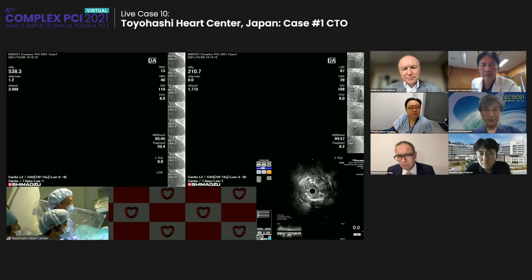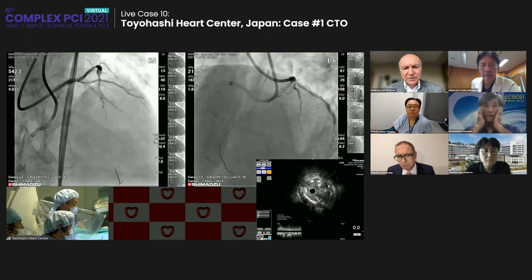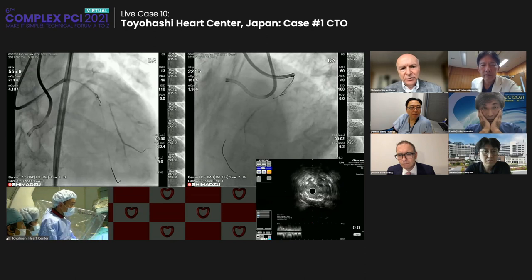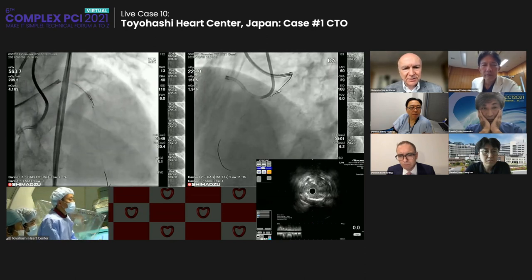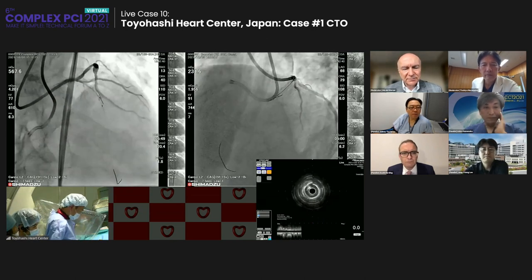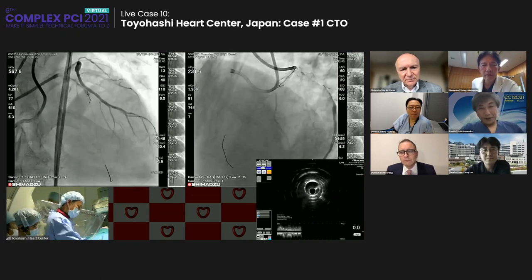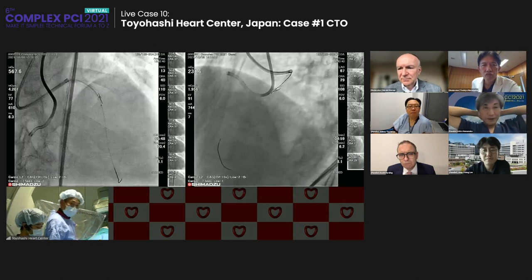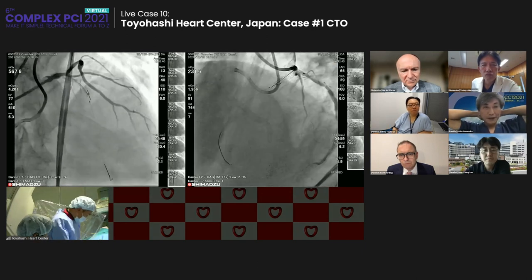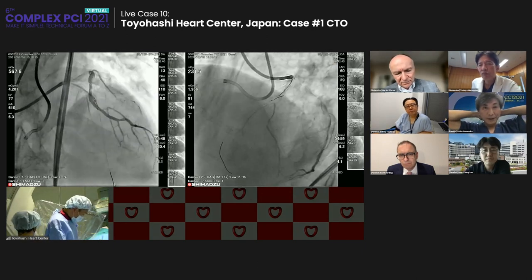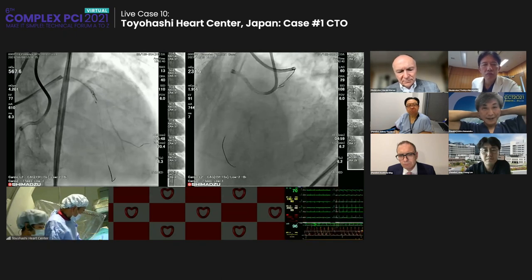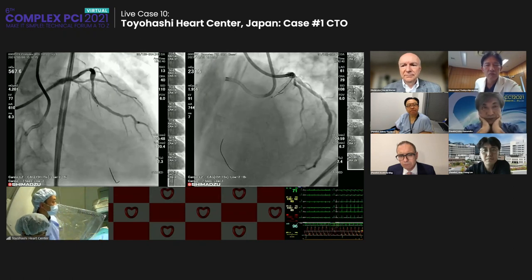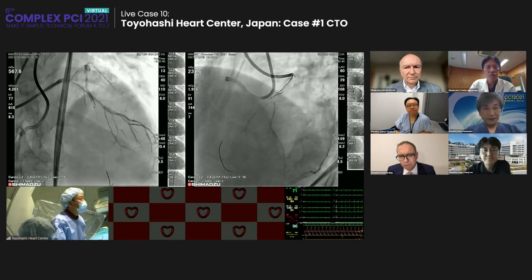But you could see it on the IVUS, so there should be access to this branch. If you use a dual lumen catheter, it should be easy to advance a soft wire there. I want to ask Dr. Habara whether, in the previous PCI, the kissing balloon was done or not. Kissing balloon was finally done. Finally done? Okay, 3.5, 3.0 and 2.5 balloon.